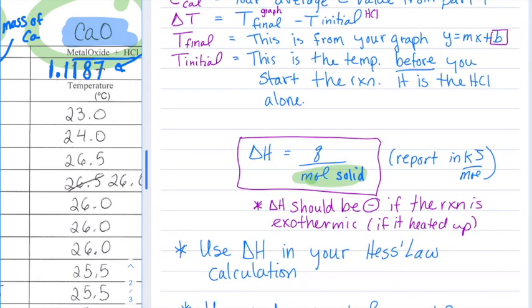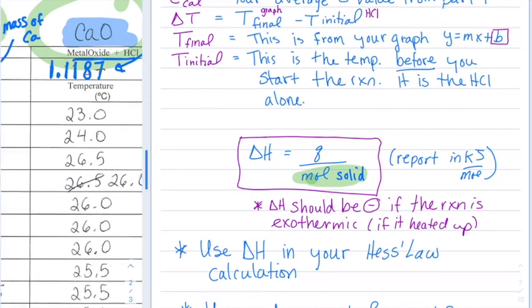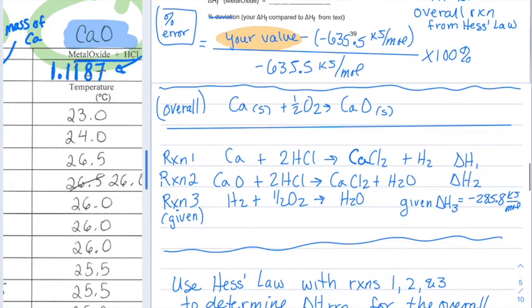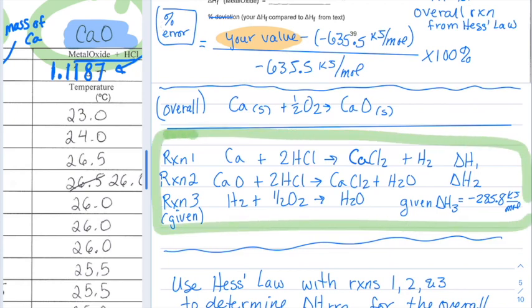All right. Then you're going to use the delta H's in your Hess's law calculation. So you are going to use these values that you found way back up here so that you can solve your Hess's law calculation.